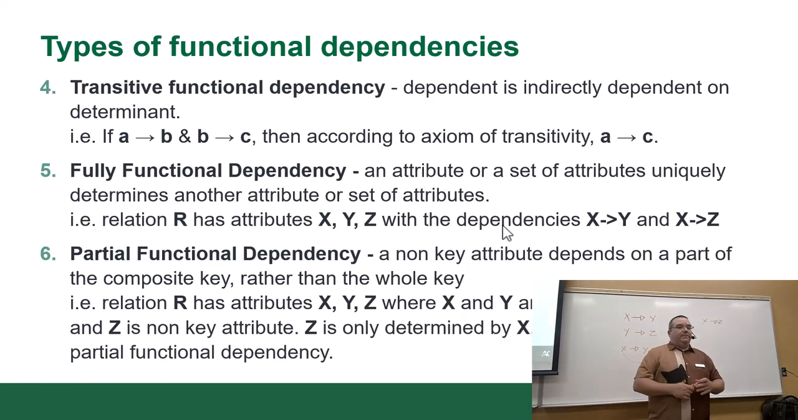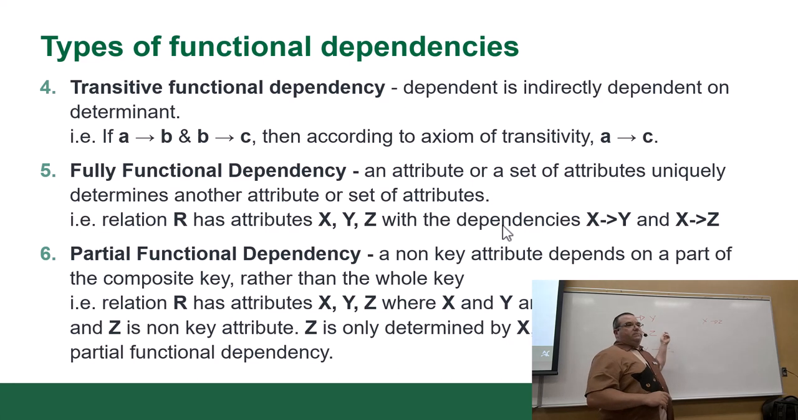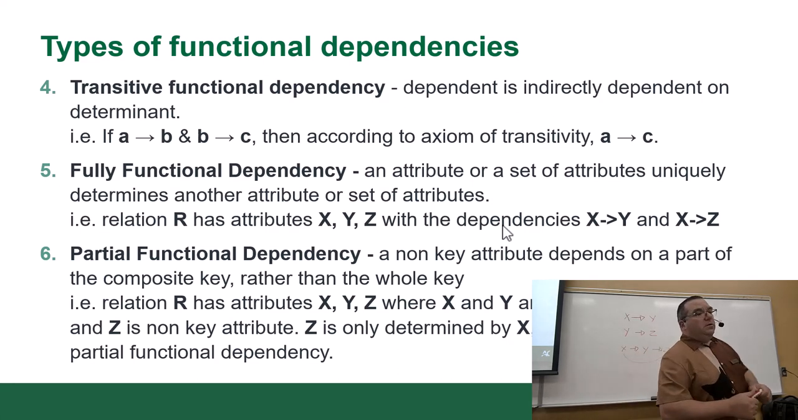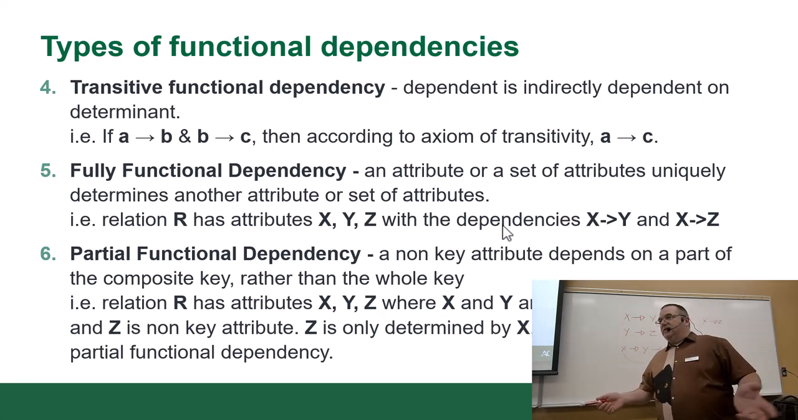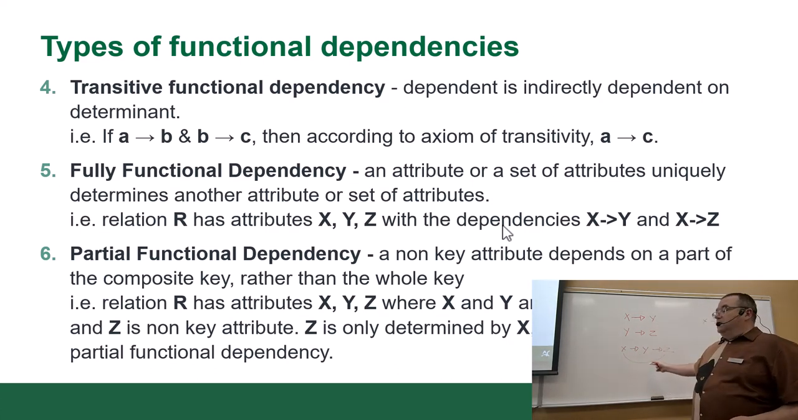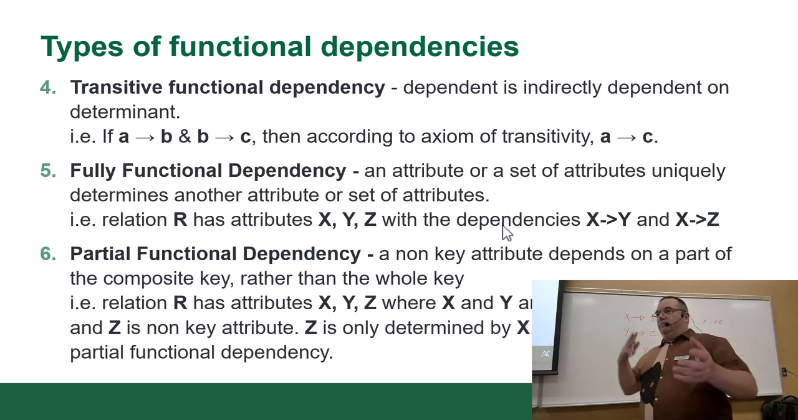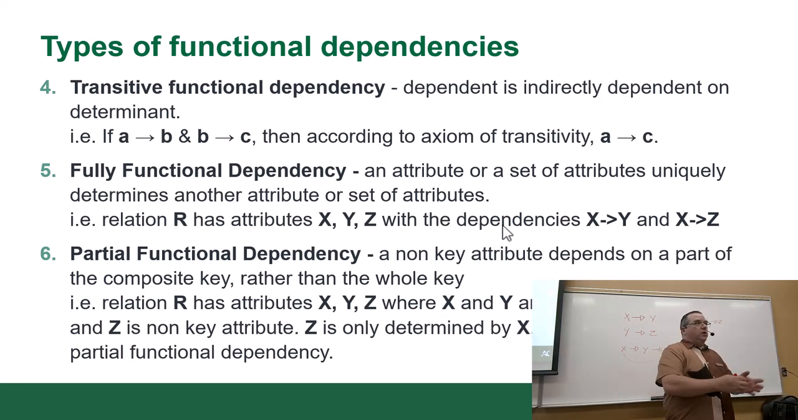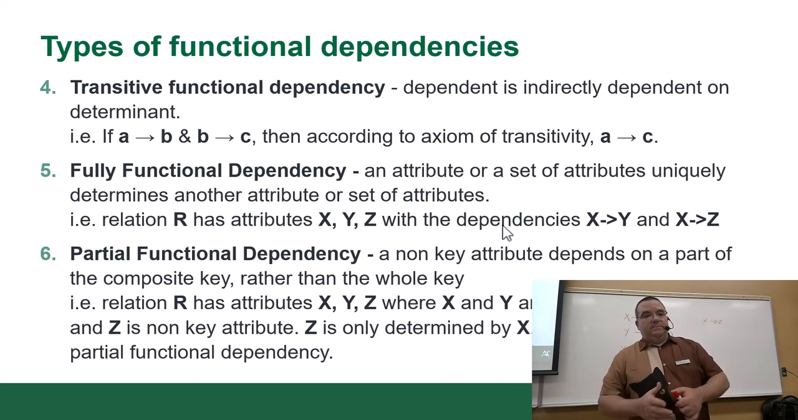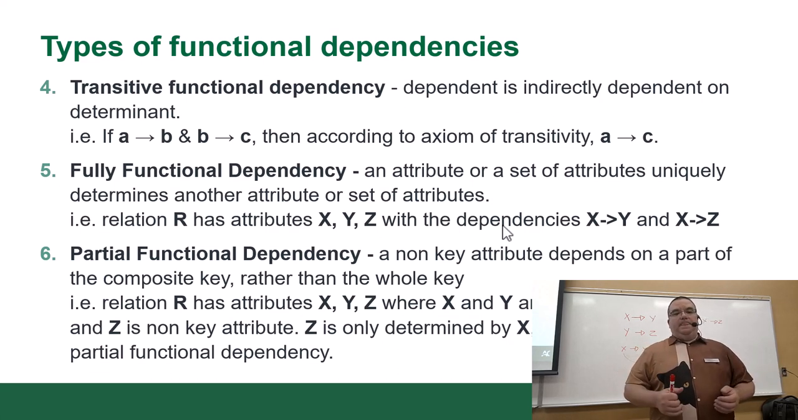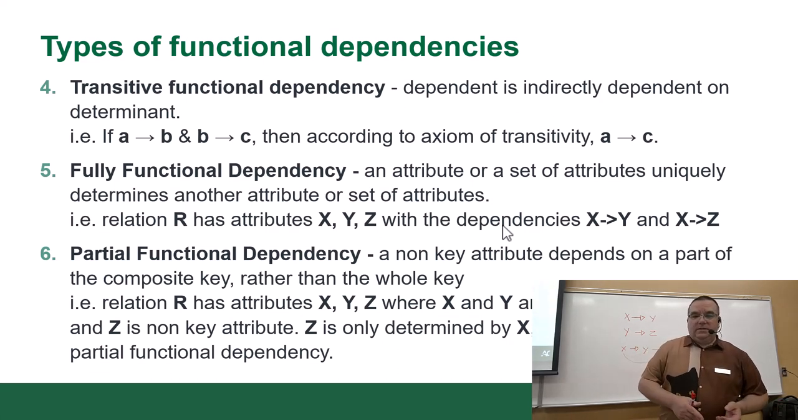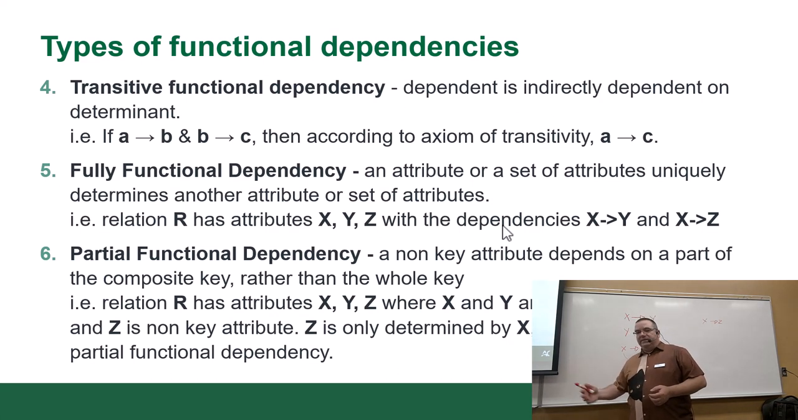Transitive functional dependency. It's the same thing as the property that we just talked about. If A determines B and B determines C, therefore A determines C. It's this. This is one of the types that most people have a hard time wrapping their brains around when we start talking about this. A fully functional dependency is if R has X, Y, X is the determinant, X determines Y, X determines Z.